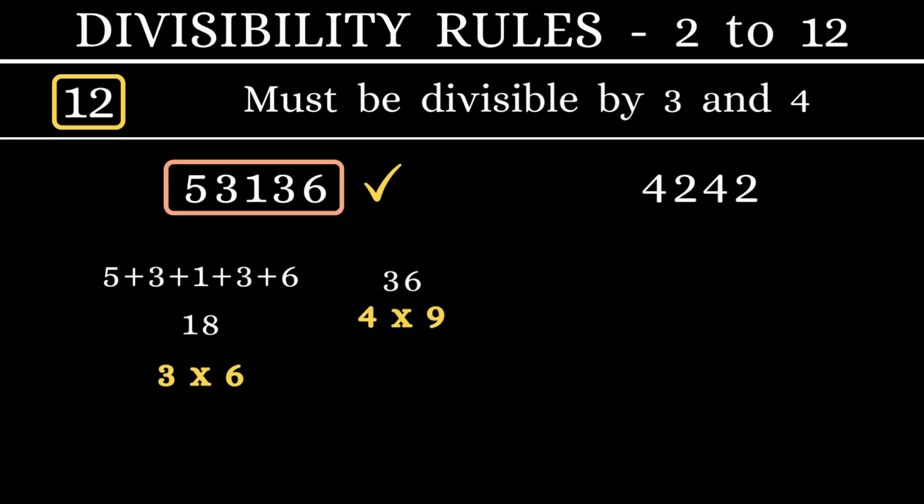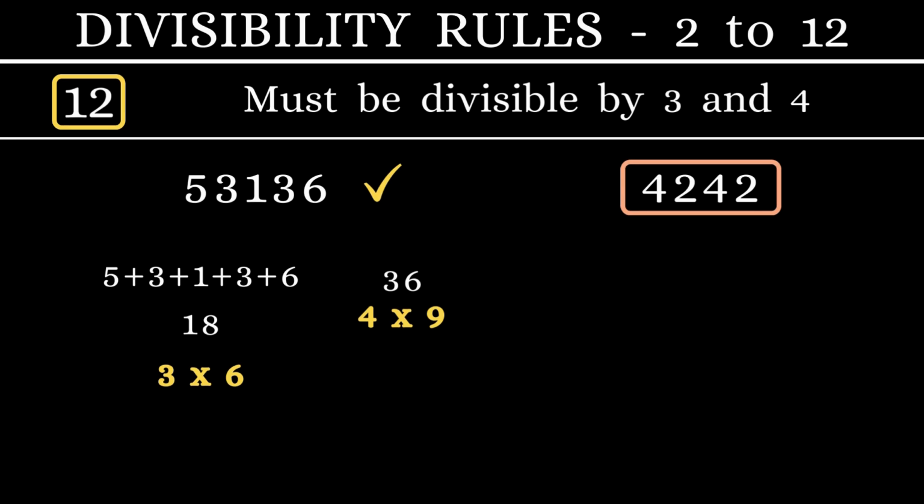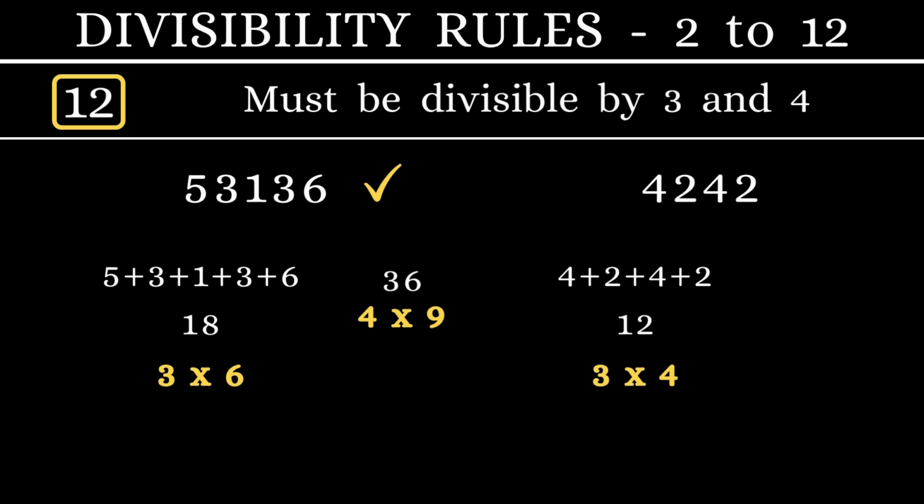Next example, 4242. First, let's check divisibility by 3. Adding up the digits, we get 12. So the number is divisible by 3.